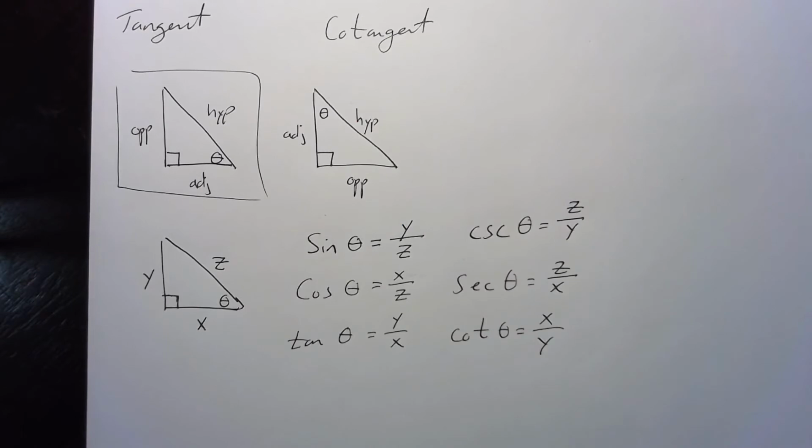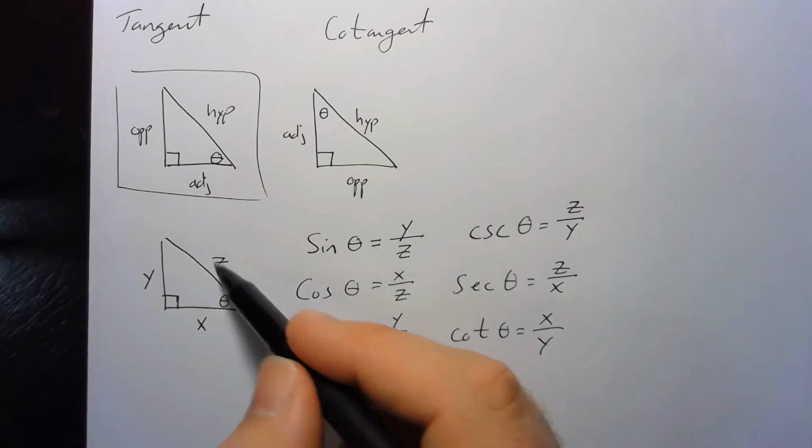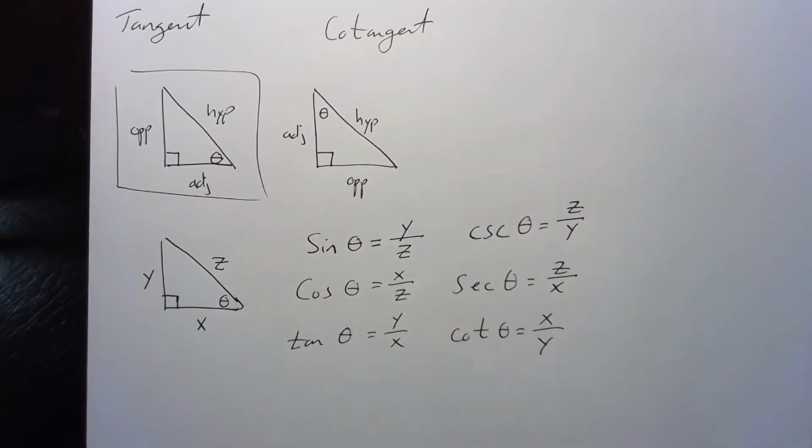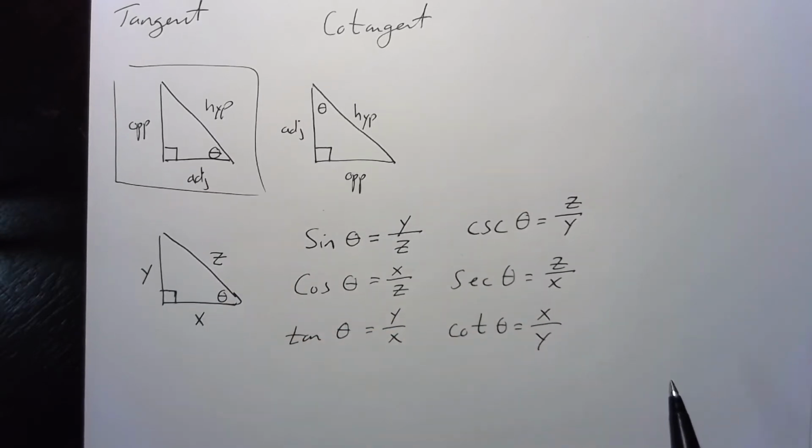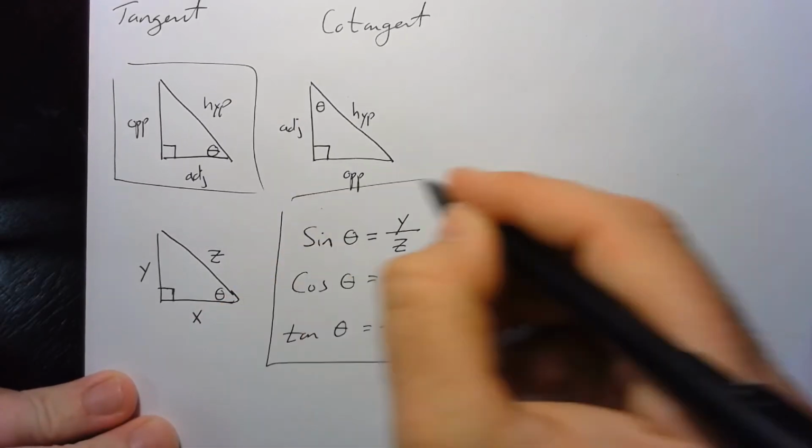And this is every possible non-repeated case that you can get by picking any two values in this triangle, such that we're talking about the sides. So those are your 6 trig functions. They're how we define them.